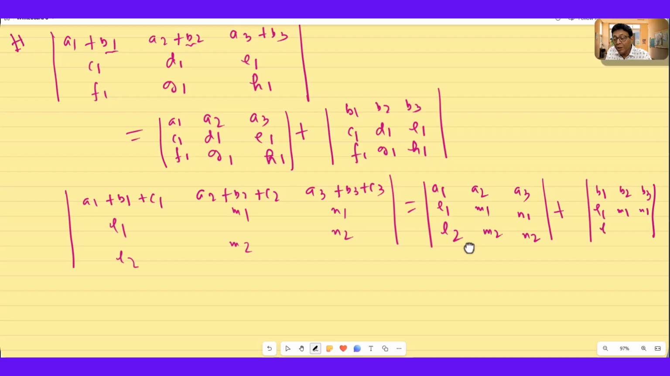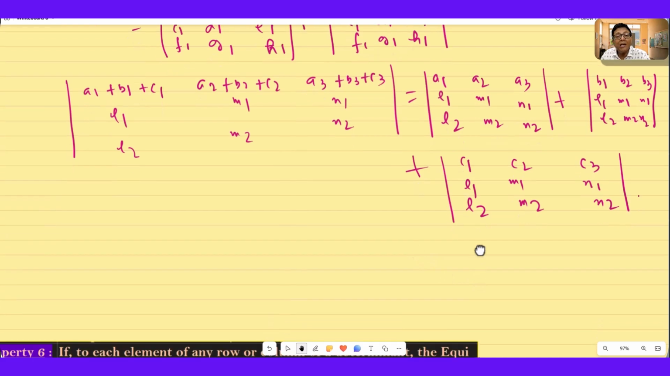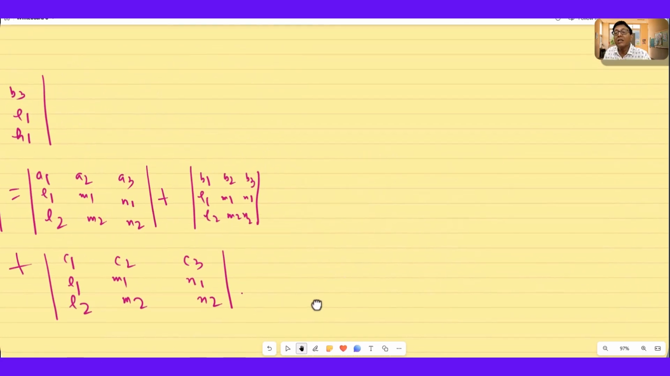L1, M1, N1, L2, M2, N2. This plus C1, L1, L2, C2, M1, M2, C3, N1, N2. Clear? So sum of three determinants. Question arises, if it happens in case of two rows, then what to do?